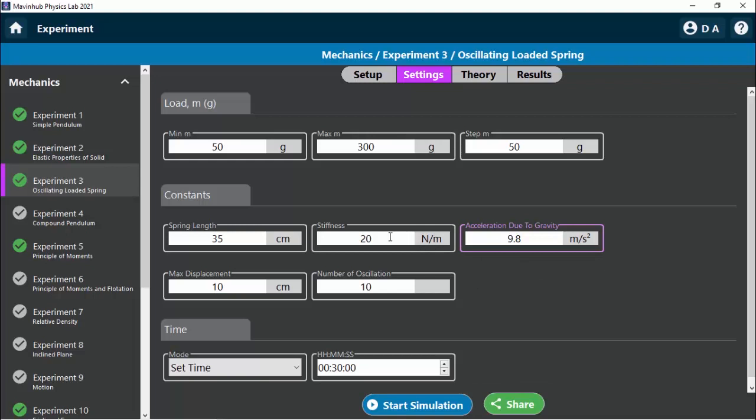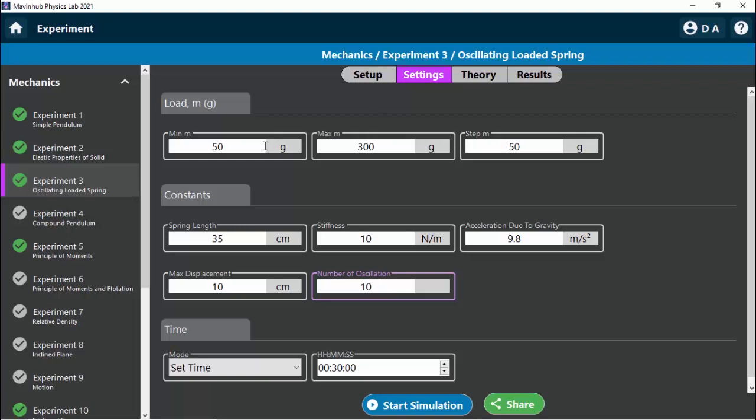In this case, we're going to use a stiffness of 10, and the displacement of the spring will be 10 before letting it oscillate. The number of oscillations, which is n, we are going to use 10 for the number of oscillations before taking a reading.